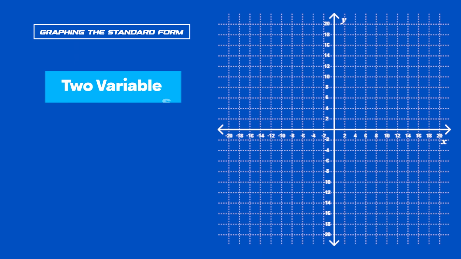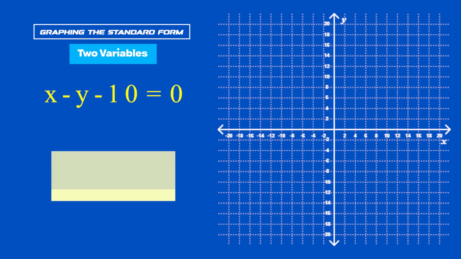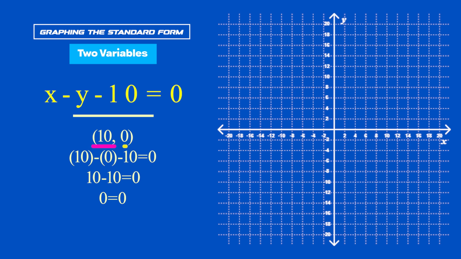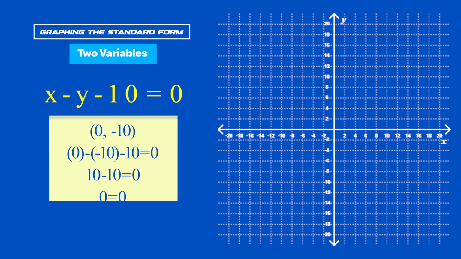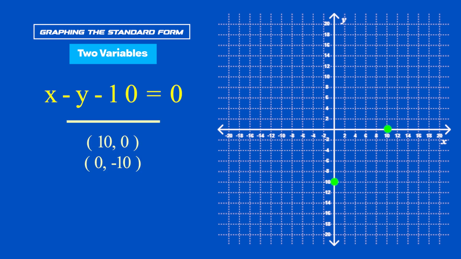To graph linear equations of two variables, we first assign values to the variables to make the equation true. Suppose we assign 10, 0 as the values for x and y. The equation becomes true. Therefore, it is a point in the line. And if we put 0, negative 10 as values for x and y, we verify that it is a point on the line. Since we have located 2 points, we can now create a line.